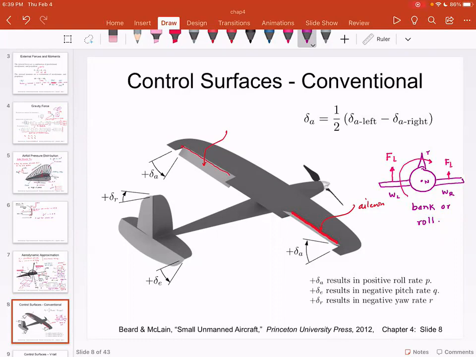And that is shown over here. So delta A results in the roll rate. Again, please note, roll rate is P. Then if you look at, Q is the pitch rate, and R is the yaw rate.